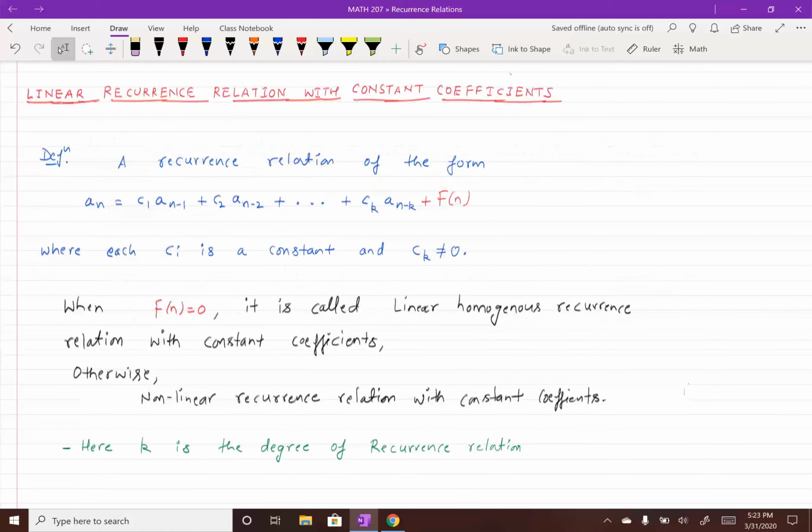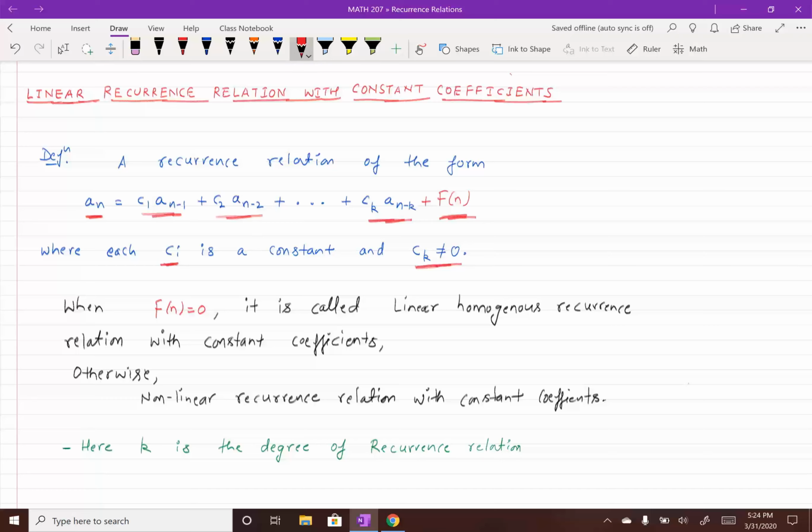So in this lecture we're going to focus on linear recurrence relations with constant coefficients, which have the following form, where a of n can be written as c1 times a of n minus 1 plus c2 times a of n minus 2, and all the way up to ck times a of n minus k, plus your f of n term, where each ci is a constant, and ck is not equal to 0 here.